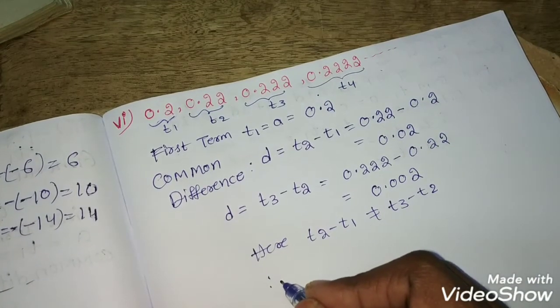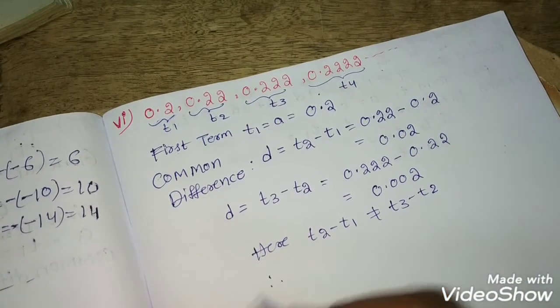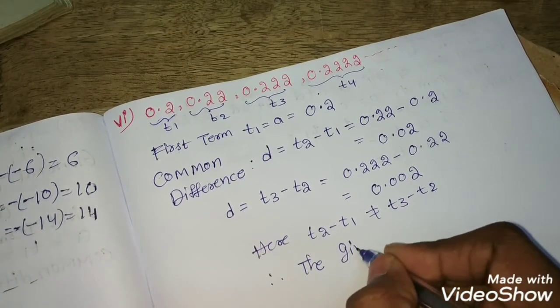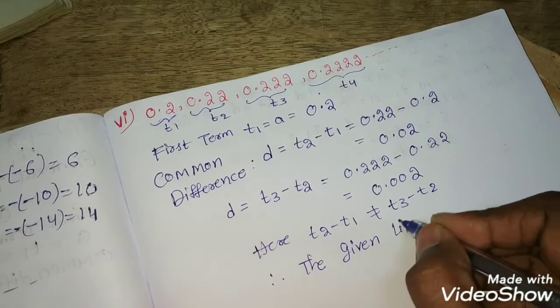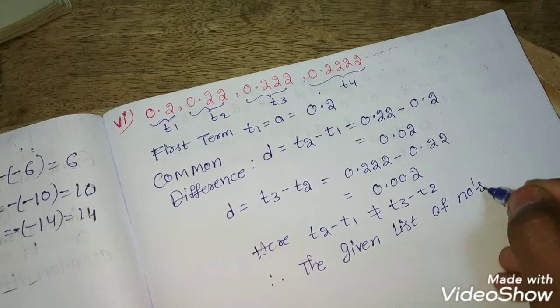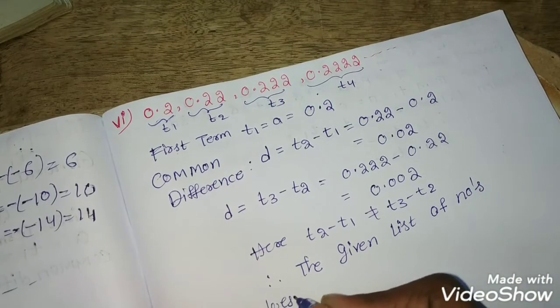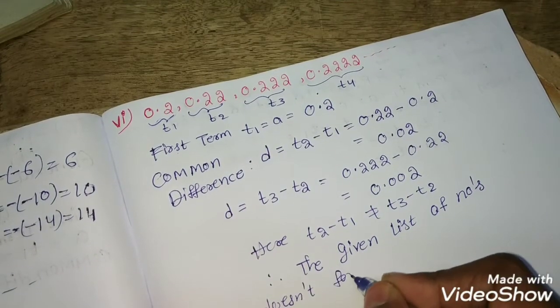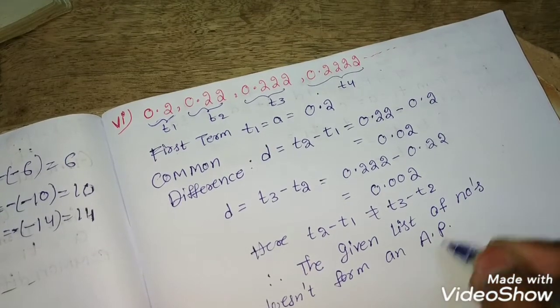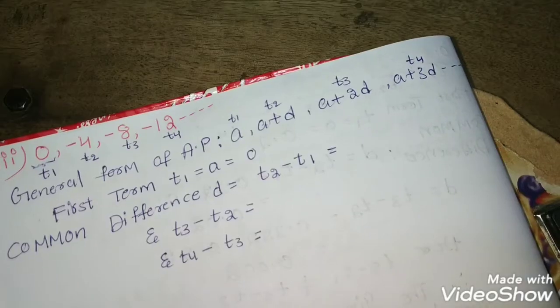Therefore, the given list of numbers does not form an arithmetic progression. Understand? So let's check the next question.